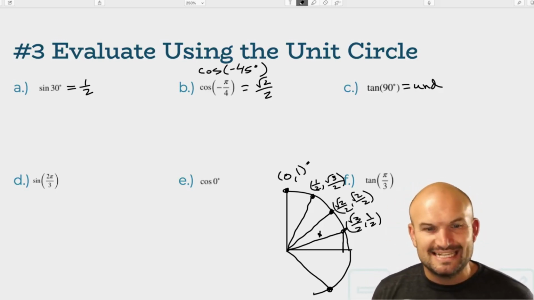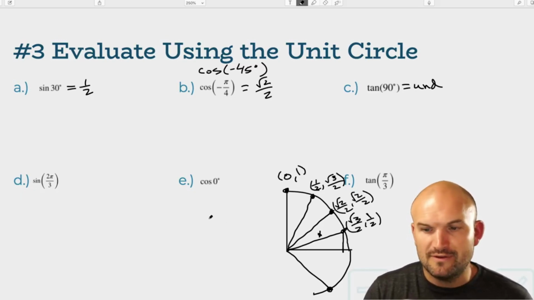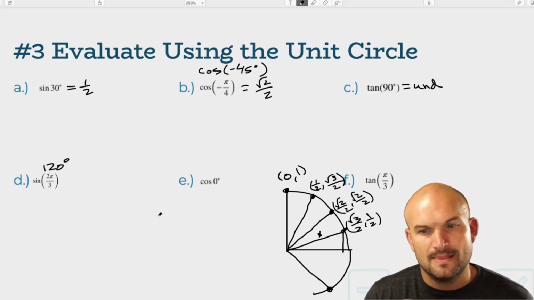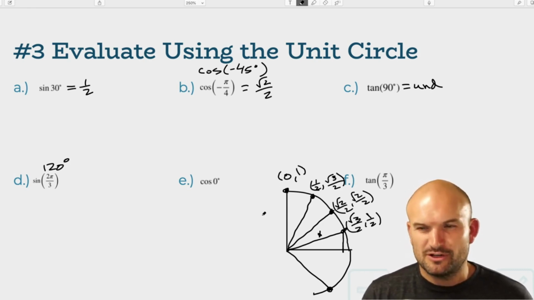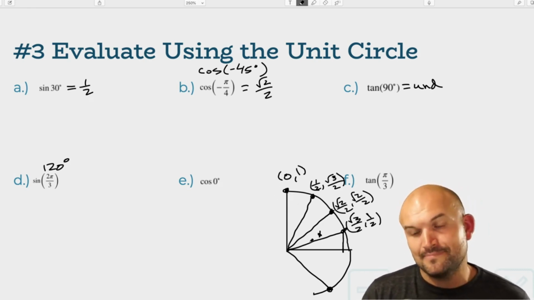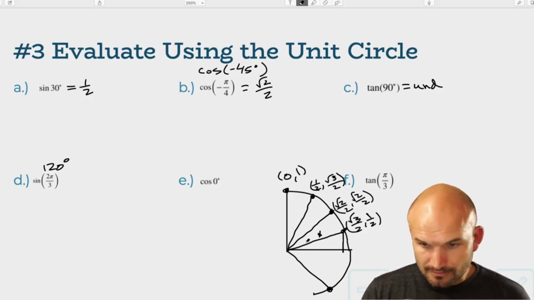For the next one, d, that's going to be 2 pi over 3. And 2 pi over 3 is the same thing as 120 degrees. So let's just think about this in terms of degrees. I don't know why I wanted to introduce radians here. I just wanted to keep it simple. But either way, that's the way it started.